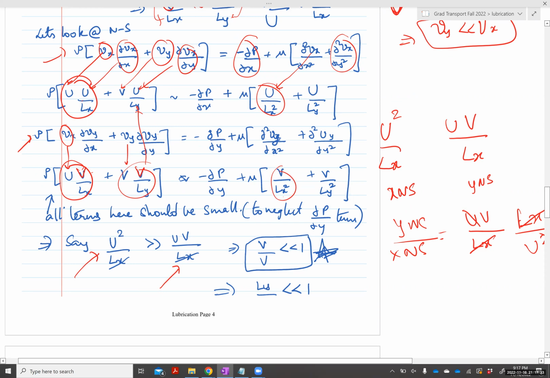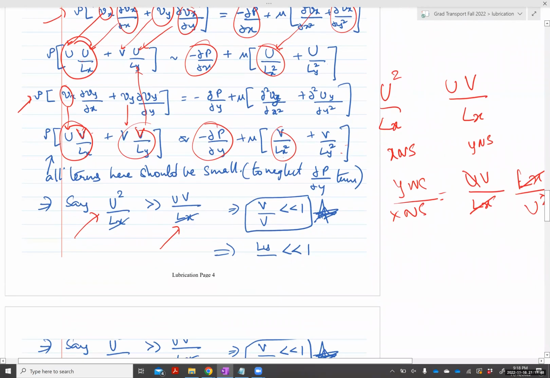Similarly, you can show that the terms in the y Navier-Stokes are much smaller compared to the terms in the x Navier-Stokes. Which means that my ∂p/∂y is negligible compared to ∂p/∂x. All you needed here was to show that the terms in the y Navier-Stokes are small compared to the x Navier-Stokes with just one condition, Ly over Lx much less than 1, the geometric constraint. Okay, so it also makes sense, right?